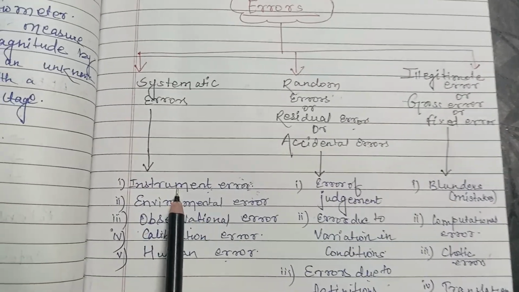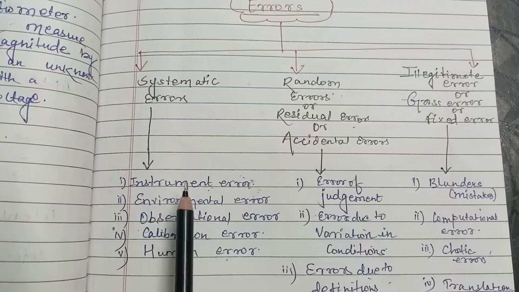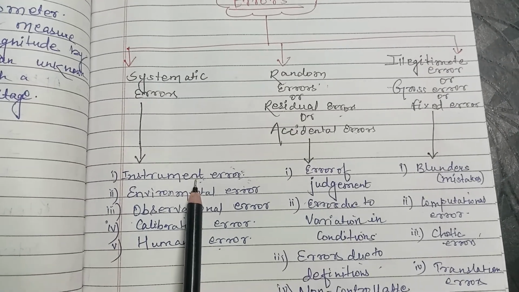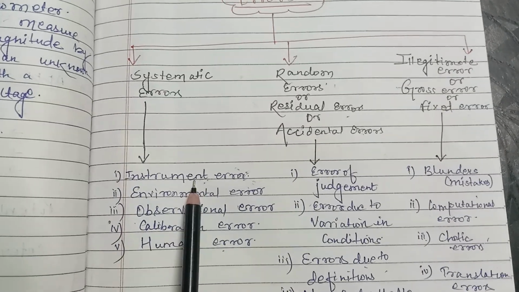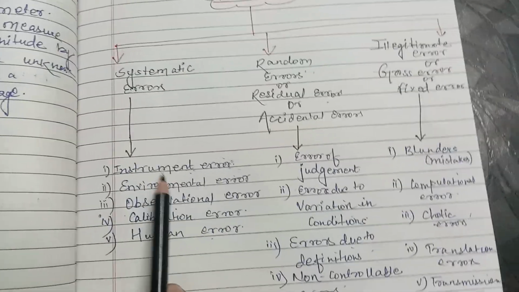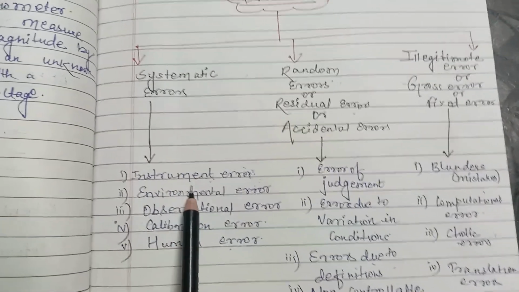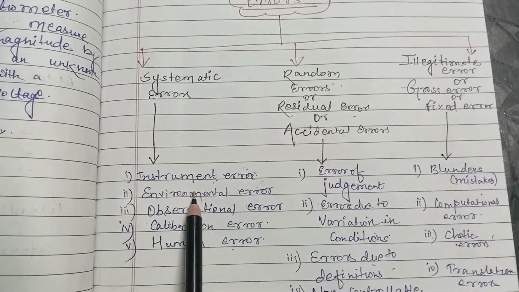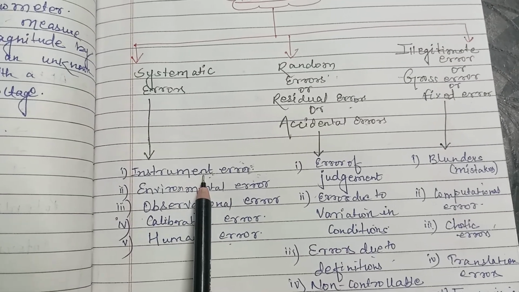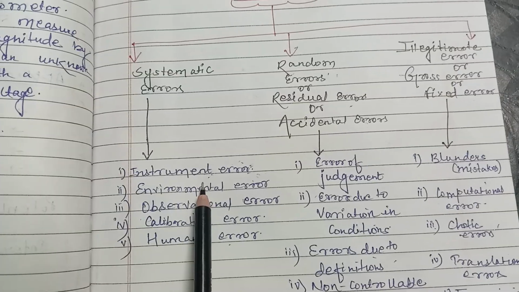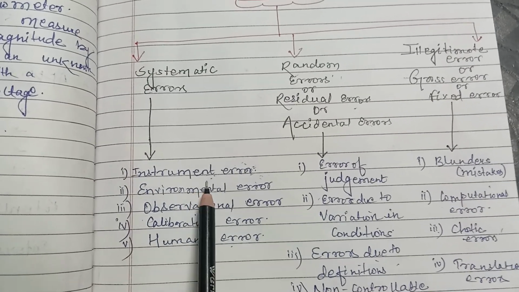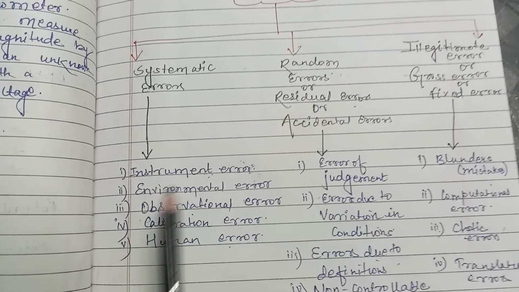Instrument error occurs when the instrument is faulty. If the instrument is faulty, the measured value or the reading that we are taking contains the error, so that kind of error is called the instrument error. For example, if the scale is broken or dented, whatever reading we are taking will contain error, so that is the instrument error.